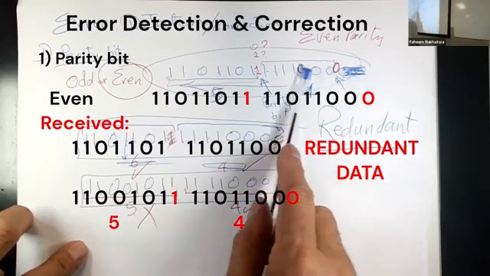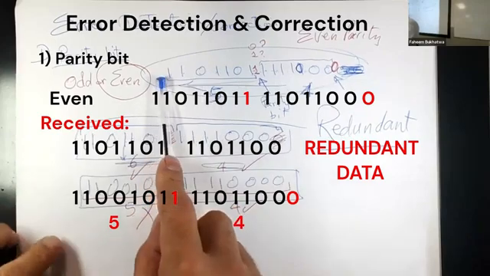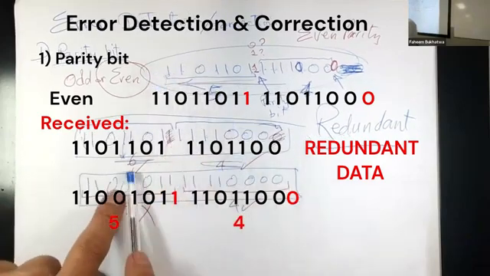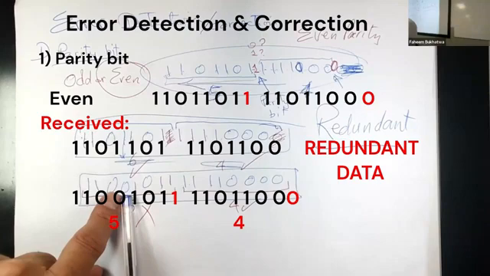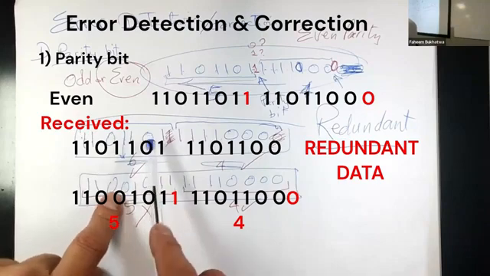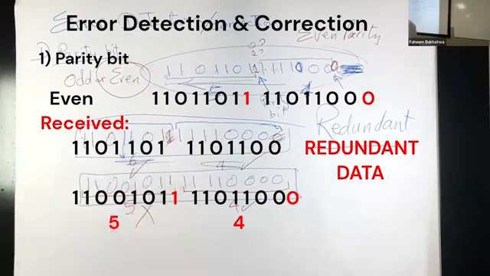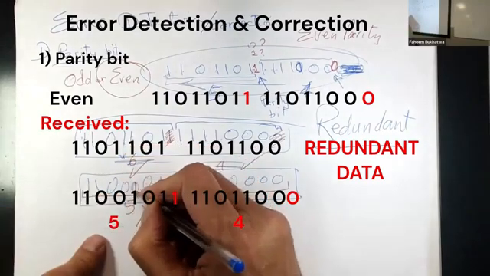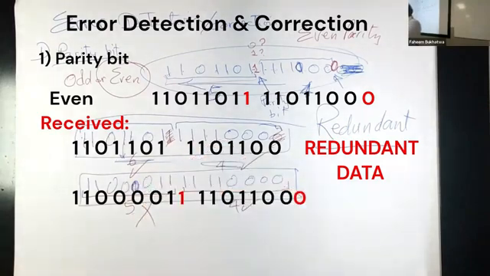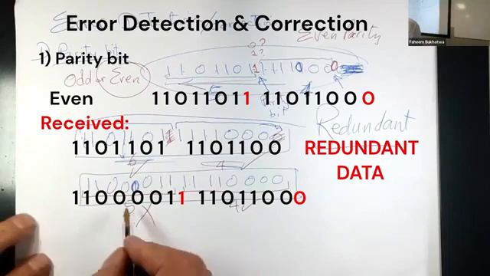Let's say the sender sent this information, and here we showed that we had an error. This one turned into a 0. But imagine if the other one turned into a 0 as well. Let's say this bit changed and also this bit changed. So now we have 2 errors. Will the receiver discover this error or not?